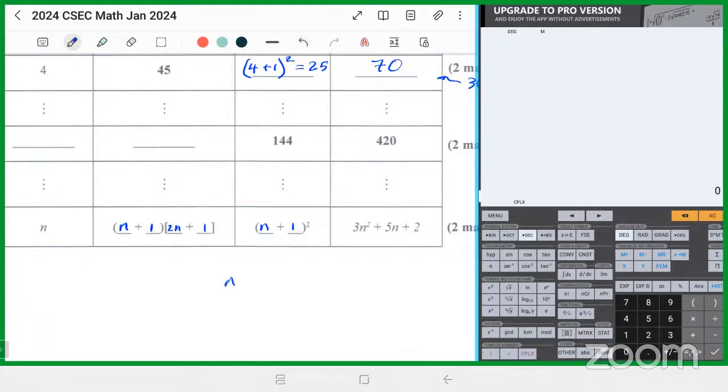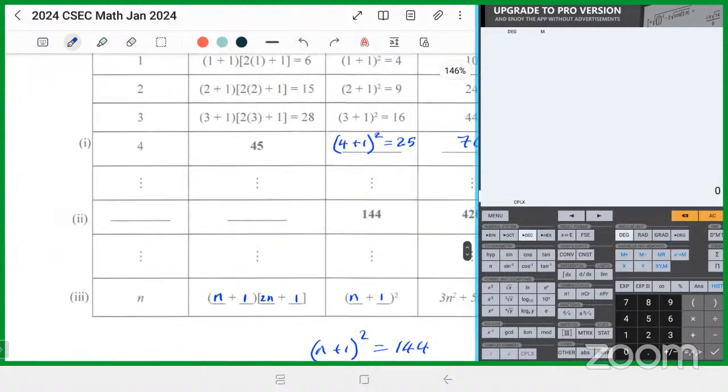So the n plus 1 squared is going to be 144. It means that the n plus 1 is 12, because 12 squared is 144. So this is 12 inside here, so it's 12. So that means that n plus 1 is equal to 12, and so n is equal to 11. Subtract 1. So in this row, n is equal to 11. So I'm going to place 11 right here for the n.